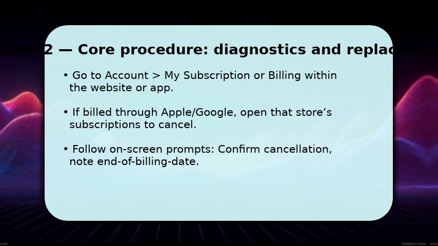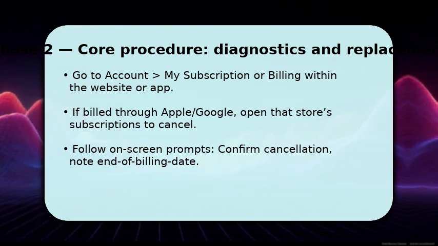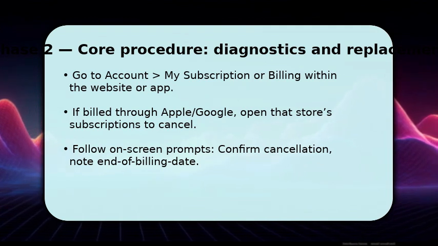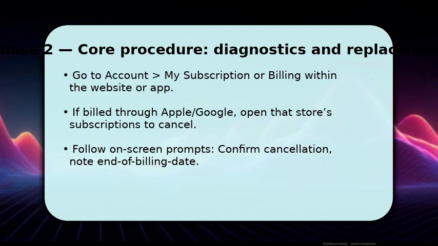If Zwift shows a direct recurring plan, click Cancel Subscription and follow the confirmation prompts. This prevents further charges but usually preserves access until the period ends.